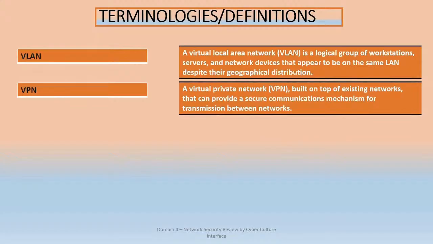Then we have the VPN, a virtual private network. This is a network that is built on another network, and it provides secure communication for transmitting between two networks. It's basically like a tunnel for secure communication. So when you enter into a VPN, you are basically having direct communication with a particular server, without interference. So it provides secure communication.